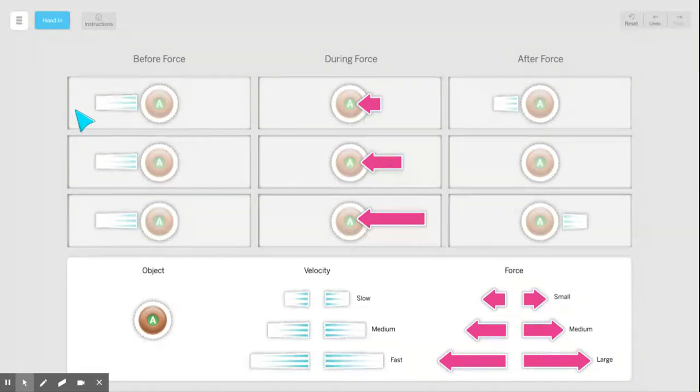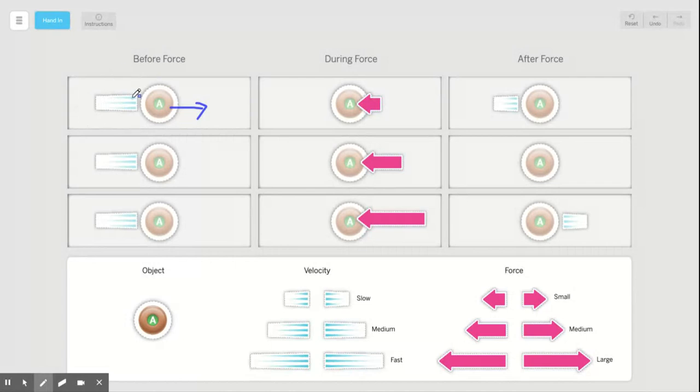The way to read this model is you are reading from left to right and you're reading row by row. Let's take a look at this first row. You have to understand what these symbols are. This is object A, which represents pod A. These are the different velocities in 3 different levels, and these are the different forces in 3 different levels and in 2 different directions each. In this before force, pod A is moving to the right. I know this because we have talked about velocity lines are always behind the motion.